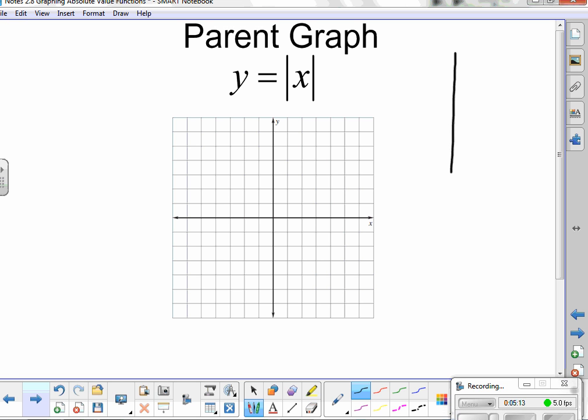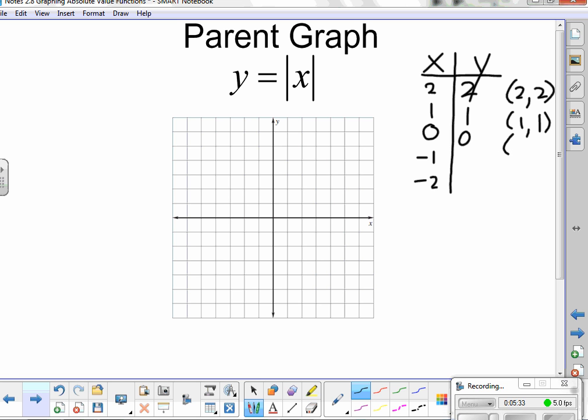That's one way you could think about it, like the way I just showed. Another way is to make an XY chart using the most basic one. Use 0 in the middle, go up 2, down 2, and plug them in, and see what you get. When you plug in a 2, the absolute value of 2 is 2, so that point's 2 comma 2. Plug in a 1, the absolute value of 1 is 1, so 1 comma 1. 0 is 0, so 0 comma 0. The absolute value of negative 1 is a positive 1 again, and the absolute value of negative 2 is a positive 2. So this is another way you could have built the graph.